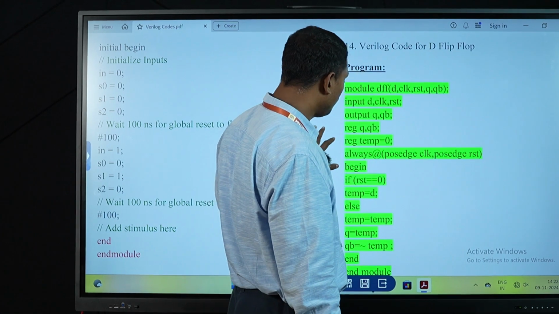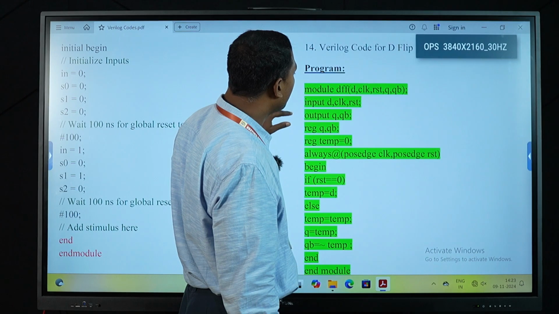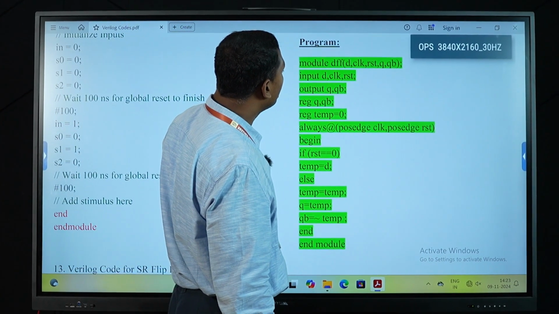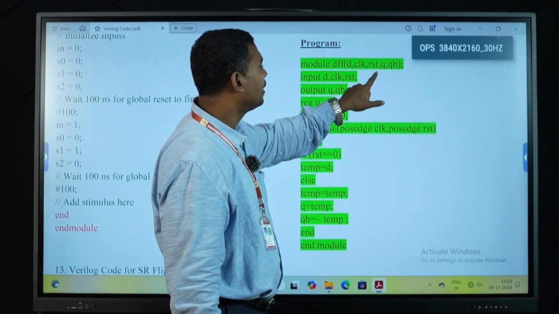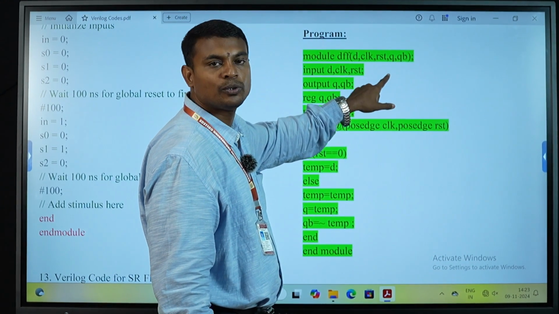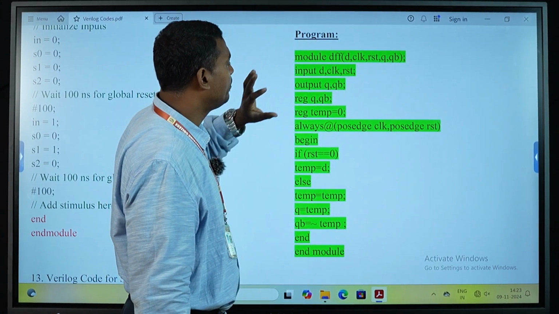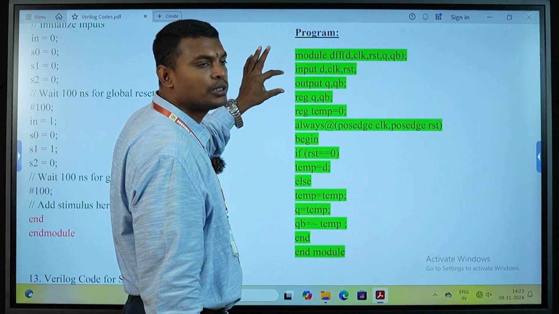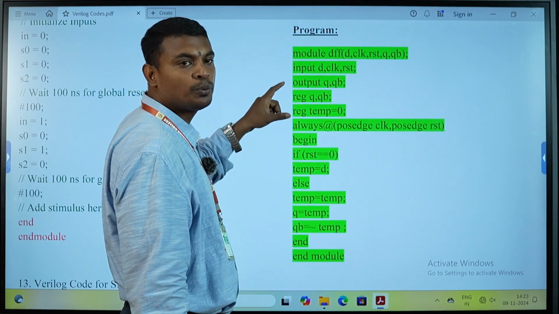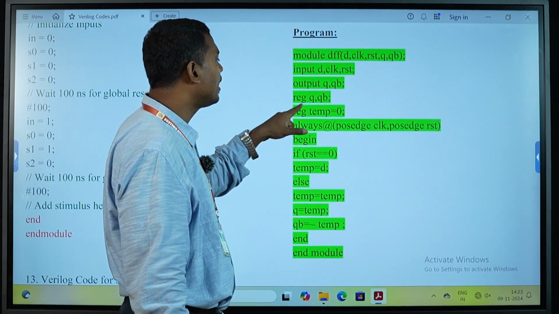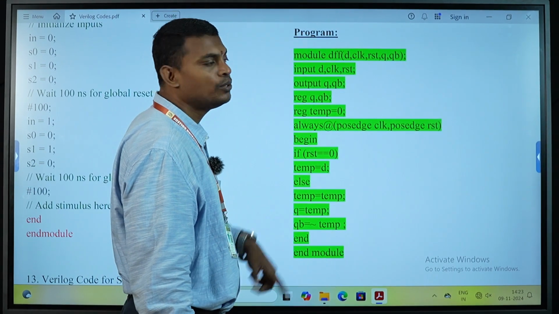Now when you observe this code, I am declaring my module DFF, means D flip flop. D as my input, clock as my input, reset for resetting my total machine, Q and Q bar. Now input D I am declaring, clock and reset I am declaring, and I am declaring my outputs also, that is Q and Q bar. And I need to store my output values, so I am declaring Q and Q bar as registers. And I am taking a temporary register which is storing a value 0.